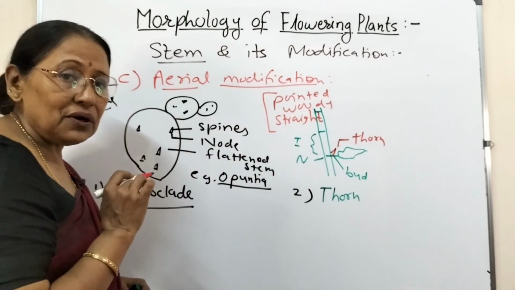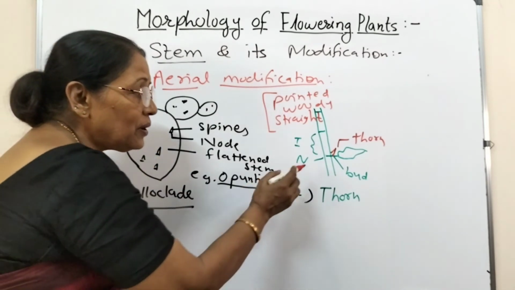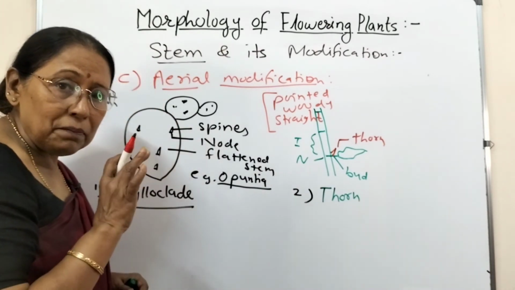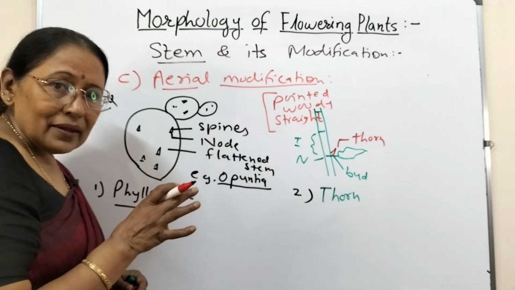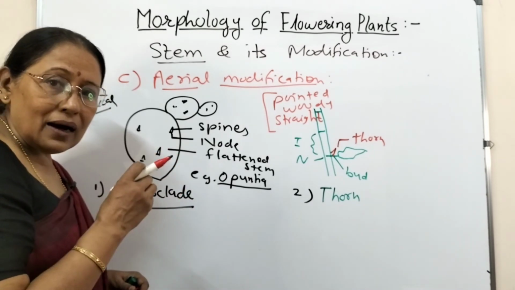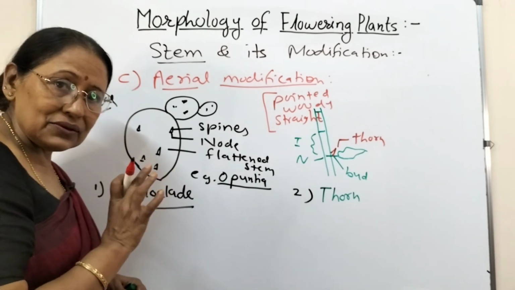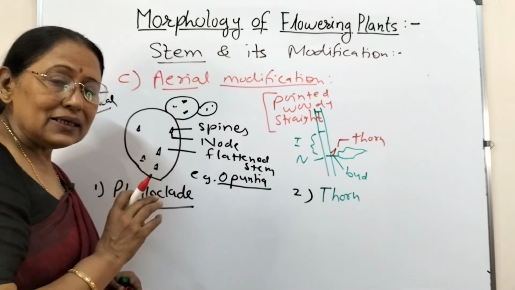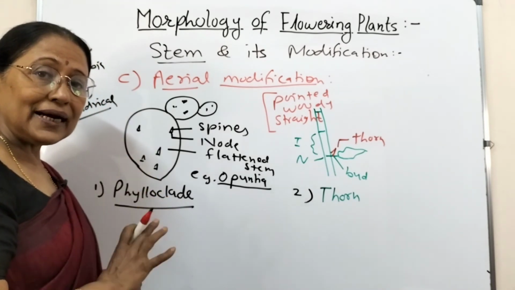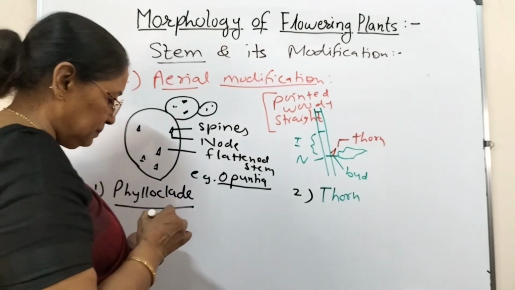What is the function of the thorn? Acha, why will we say that this is stem modification? Because they are found at the position of the axillary bud. There is no branch there. That bud which should have made the branch has now changed itself into a thorn. That's why it is modification of stem. And the function is to protect the plant from the grazing animals, from the herbivores.